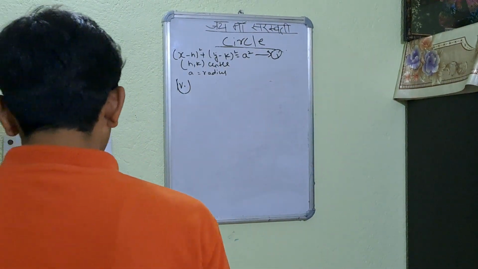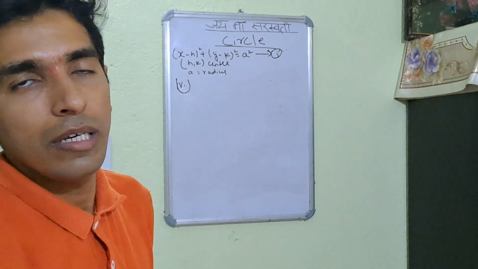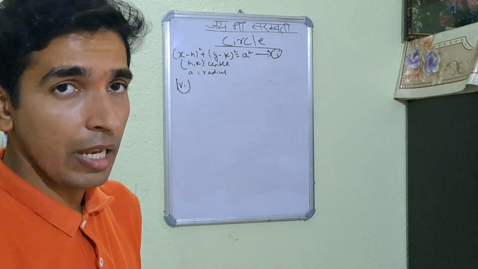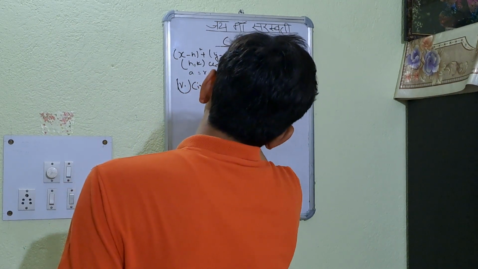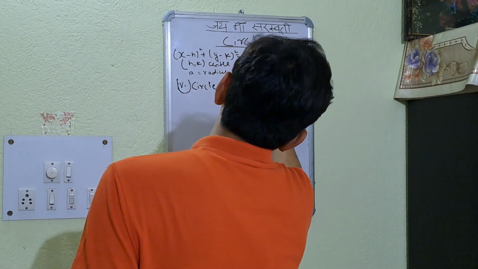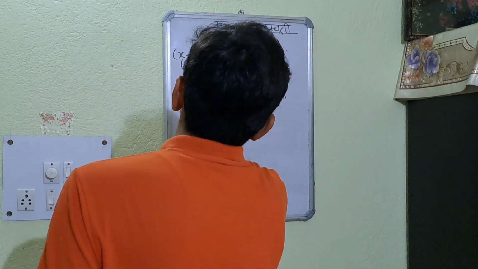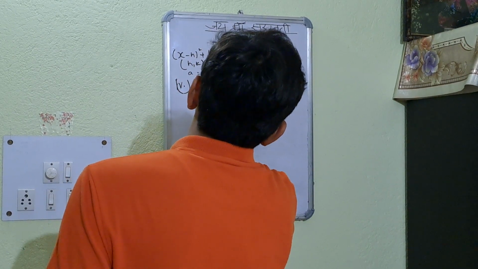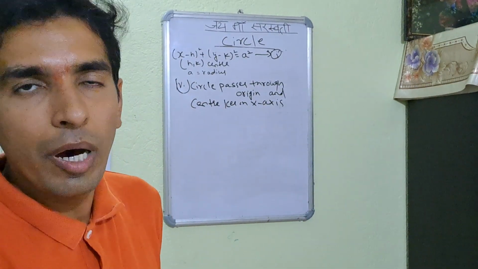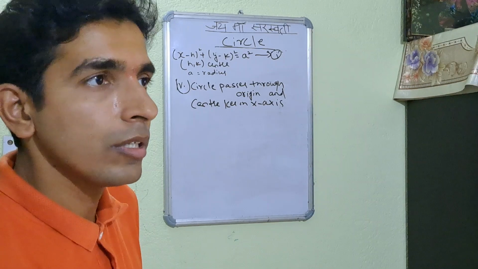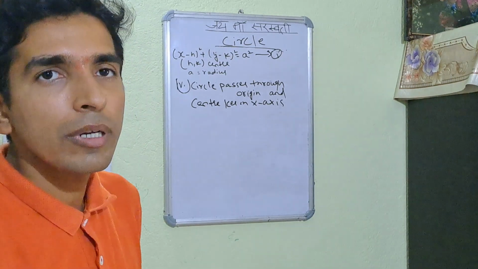The fifth one is whenever the circle passes through the origin and the center lies on the x-axis. The circle is passing through the origin and the center is lying on the x-axis. As the question demands, the circle is passing through the origin. So we will transform the question into our numerical approach.